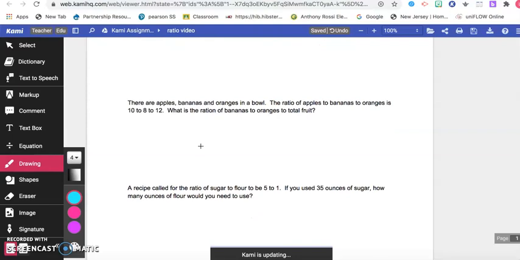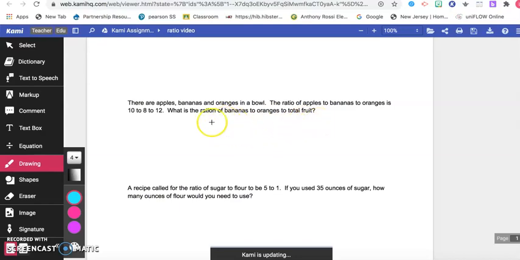Here's another type of ratio word problem. This one would be a compound problem. Compound meaning that there's more than 2 items. In this problem, there's actually 3 items. So we're going to compare. There are apples, bananas, and oranges in a bowl. The ratio of apples to bananas to oranges is 10 to 8 to 12. What is the ratio of bananas to oranges to total fruit?